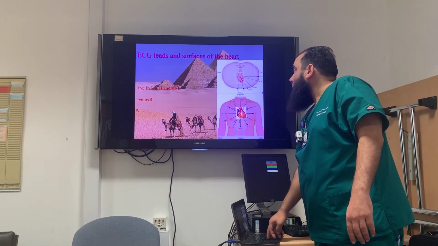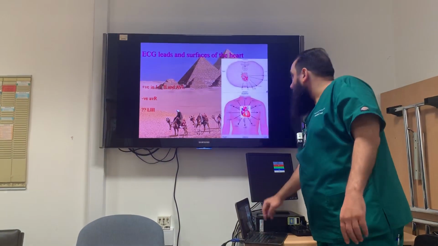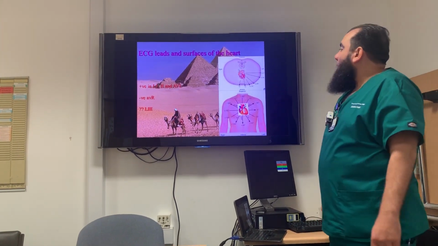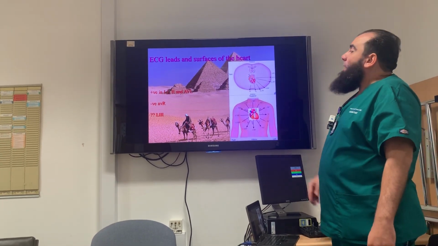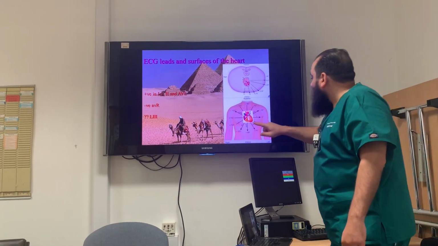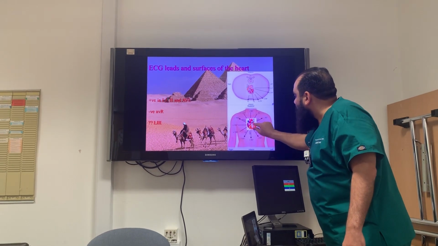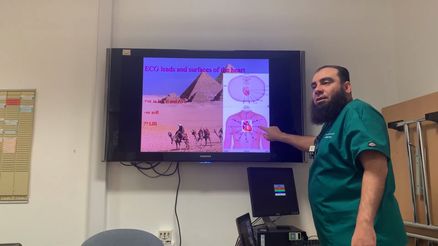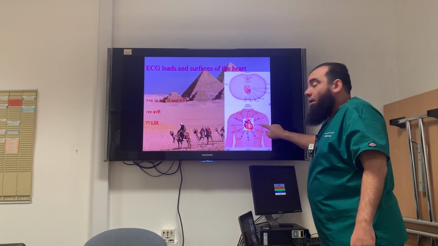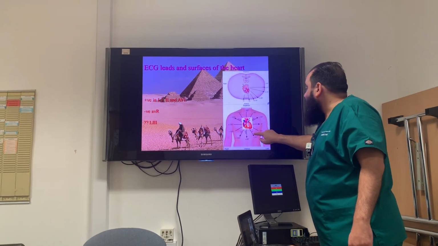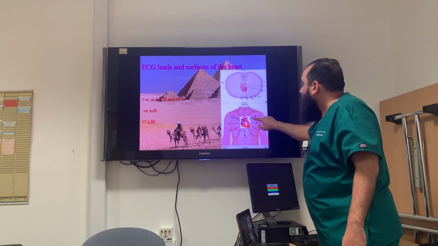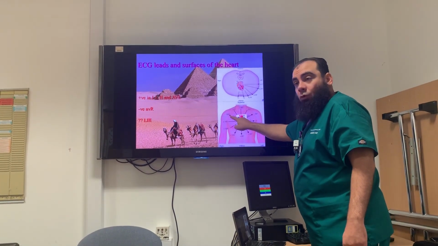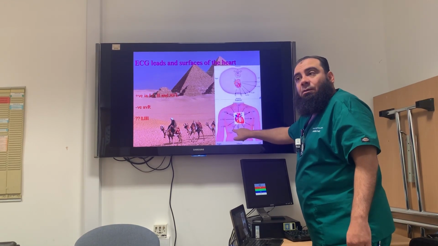Do you remember this? I have used it in the previous lectures as well. Usually the lead will be positive when the current, the electricity, moves towards the lead. So it will be positive in lead one. I expect it positive in lead two, in AVF, and in AVL. Simply. Negative in AVR, and could be plus minus in lead three.